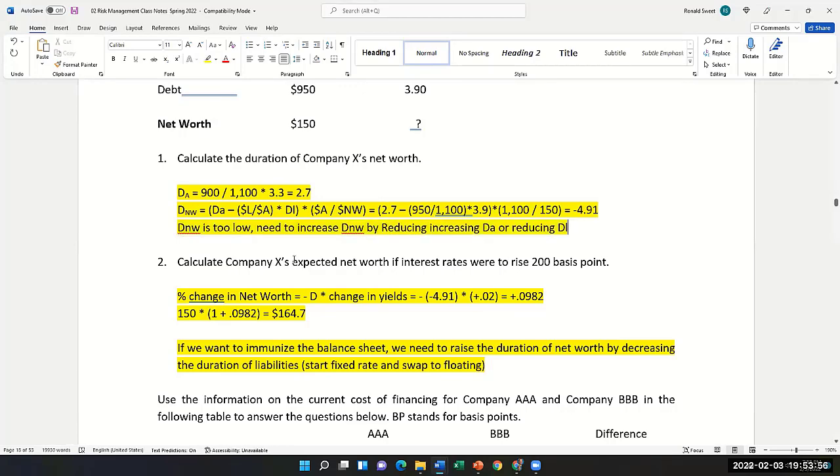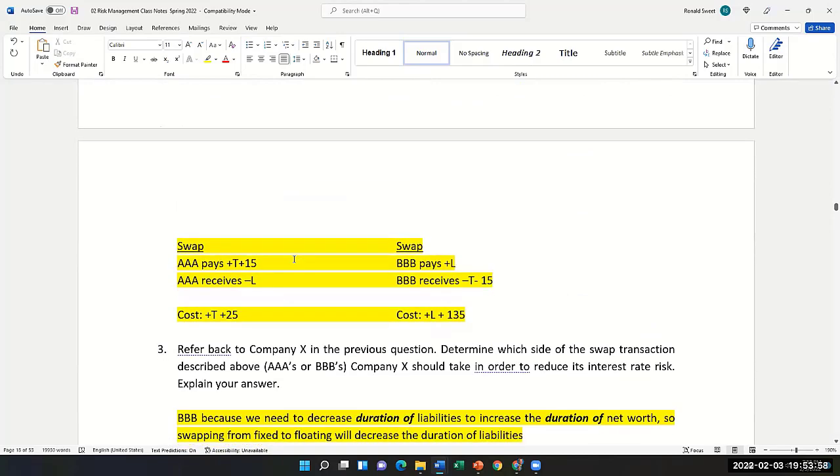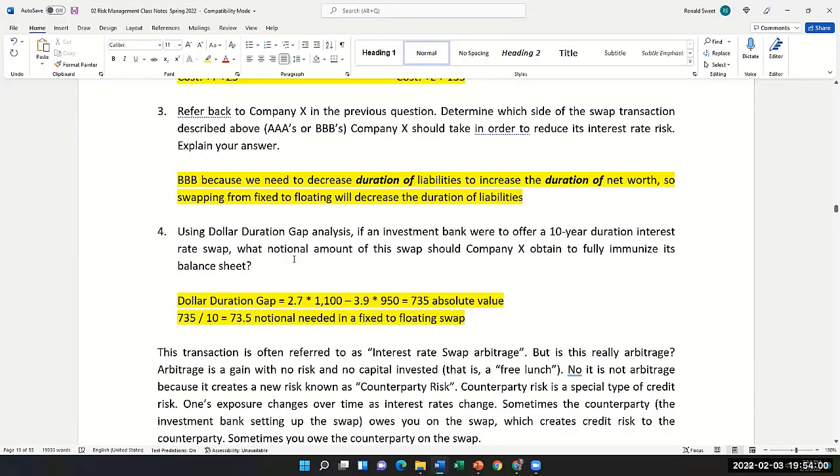Some students, if they answer the first question and get in a second question, then they're like, wow, wait, what did I do in the first question? They get themselves all turned around. So you want to be real clear going into the swap. Am I trying to go from fixed to floating or from floating to fixed? In this case, we want to go fixed to floating. We want to reduce the duration of liabilities to increase the duration of net worth. Questions up to there?